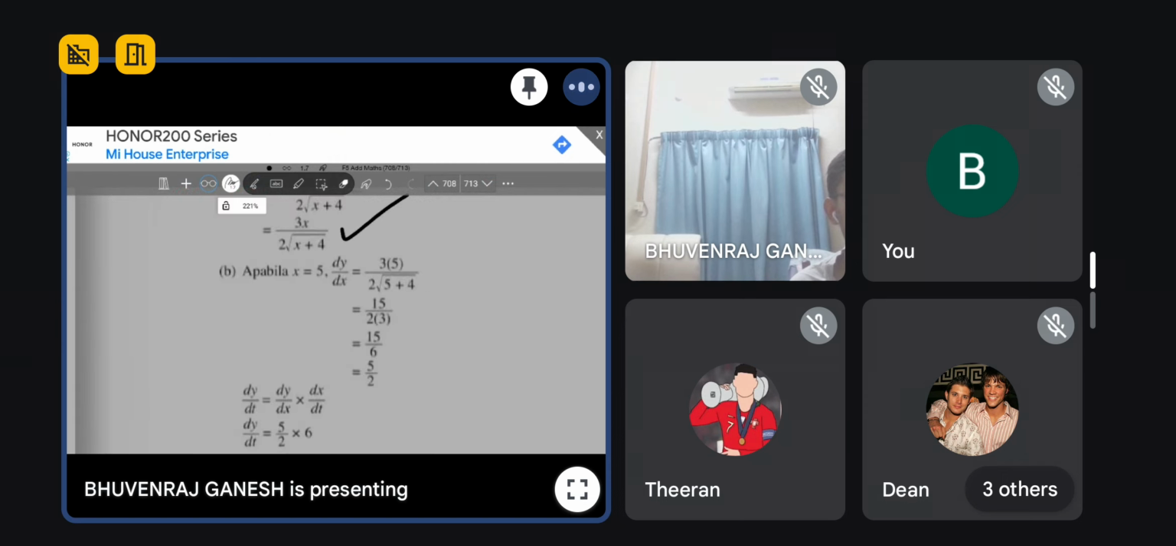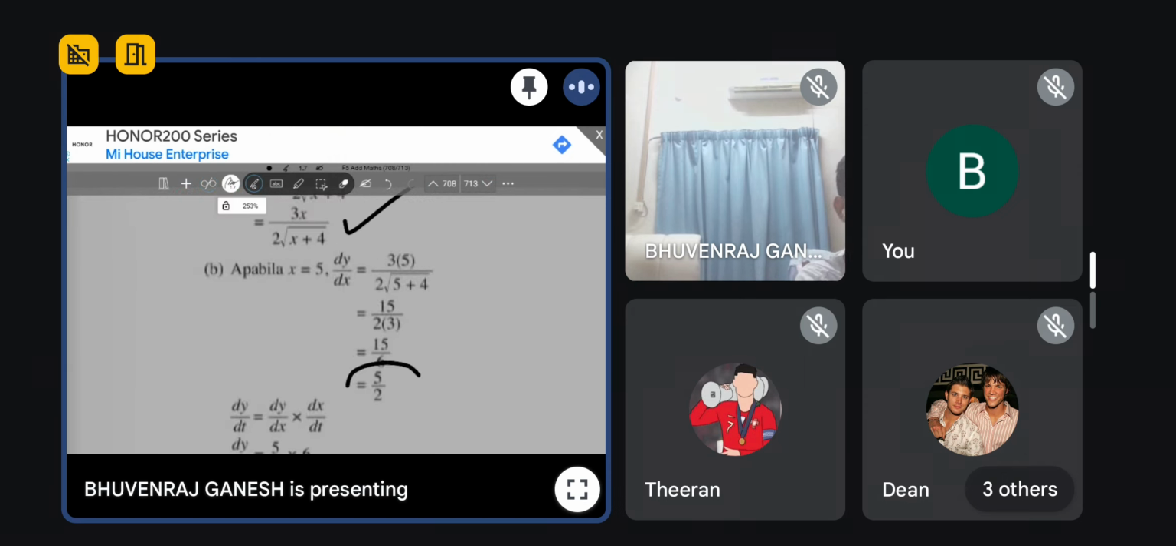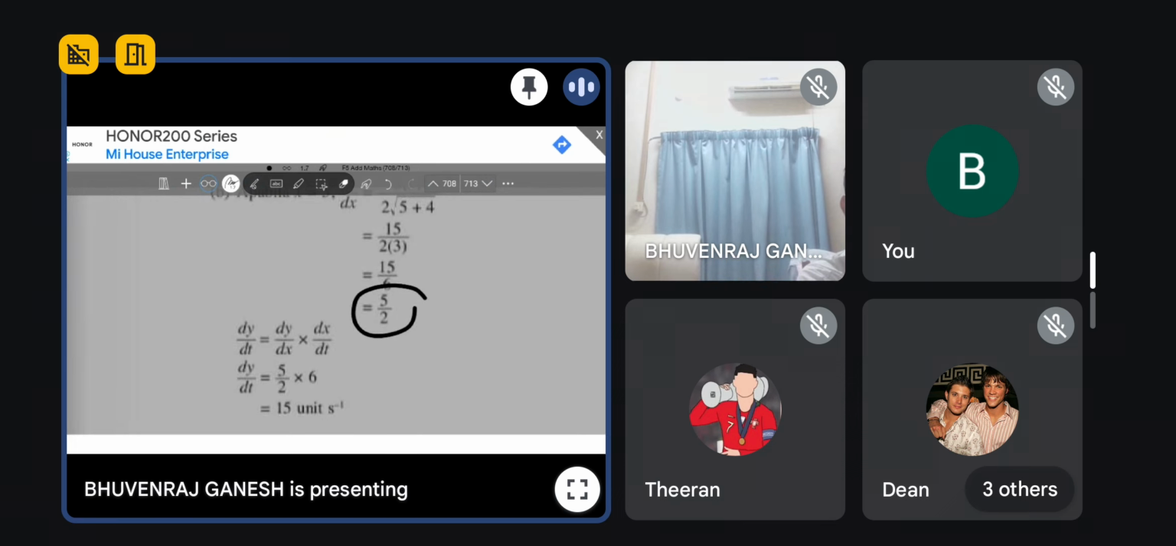Nilai dy dx is this one, 5 over 2. Then apply chain rule. The question asks you to find dy dt, so you must form the chain rule: dy dx times dx dt. This one is given in the question, 6. So as always, for the final answer, make sure you put your unit. Kena letak unit. Unit per second.